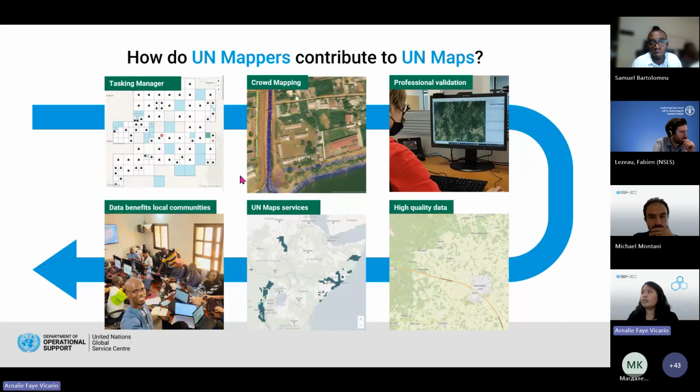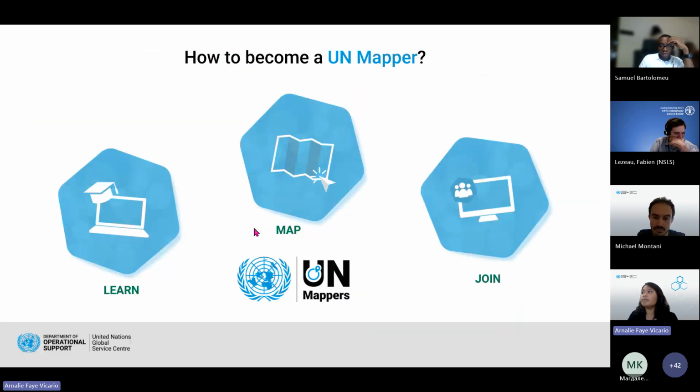And how do UN Mappers contribute to UN Maps? This is our workflow, from engaging the community to data production and also benefiting the local communities. We created a project in the Tasking Manager, and for this event we will be crowd mapping. The map data that we add will be validated by our volunteer and professional validators to produce high quality data, which will be used in the UN Map services. And in turn, we hope to benefit the local communities.